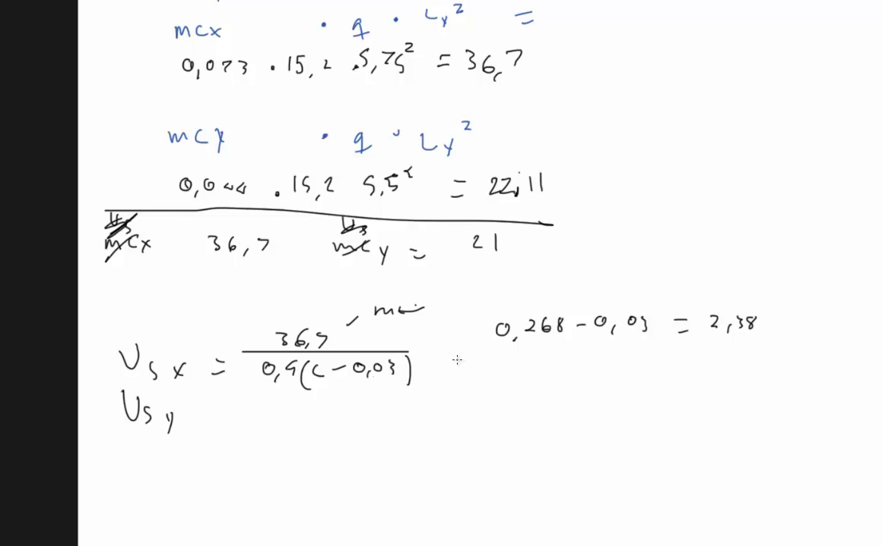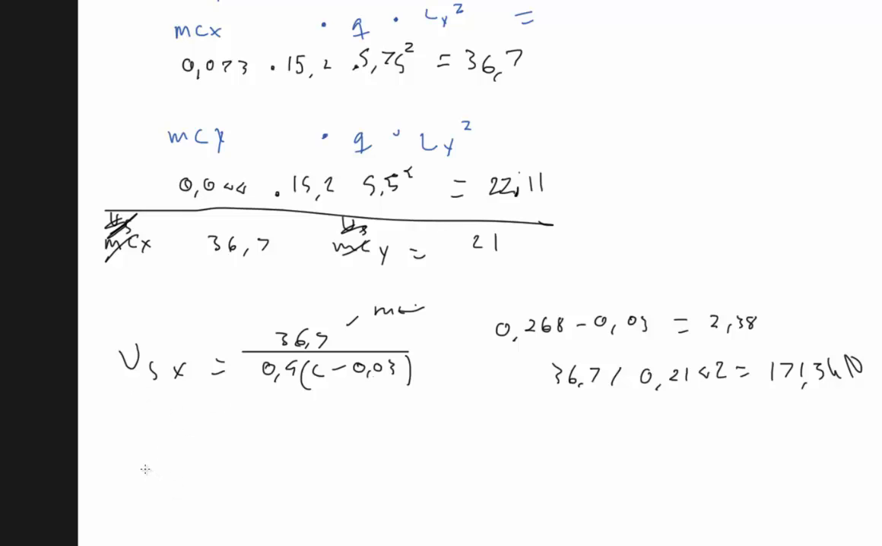0.238 times 0.9 is equal to 0.2142. So USX is equal to 36.7 divided by 0.2142, which is equal to 171.3 kilonewton. Cool. And what we do with that is now I know.